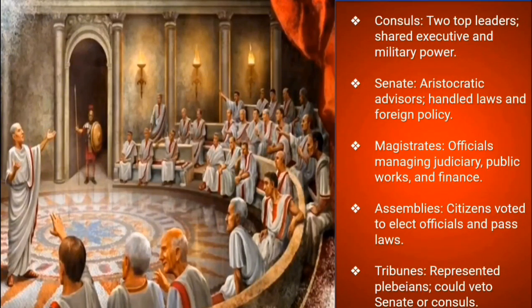A special part of Rome's system was the assemblies. These were groups where citizens could vote, pass laws, and choose their leaders.